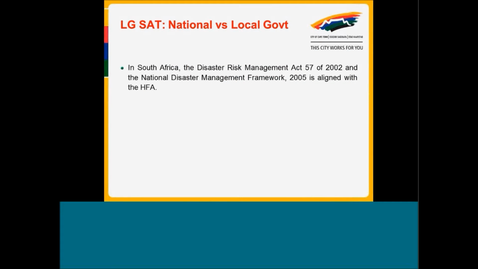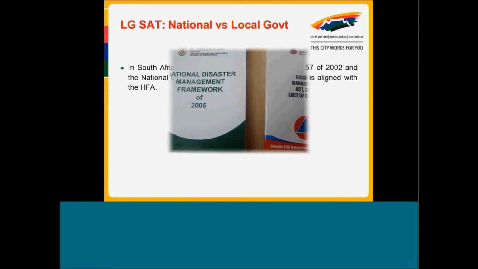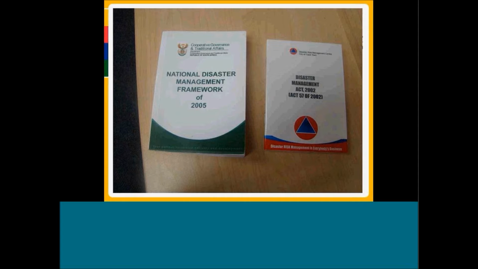Then my comment in terms of the local government self-assessment tool, in terms of its usage between national versus local government. In South Africa, we are fortunate that we have the Disaster Risk Management Act 57 of 2002, as well as the National Disaster Management Framework 2005. This legislation or policy is aligned with the IOGA framework of action. The slide coming up is just a copy of our National Disaster Management Act to the right, and to the left you have the National Disaster Management Framework, which, as I've indicated, is aligned with the IOGA framework of action.